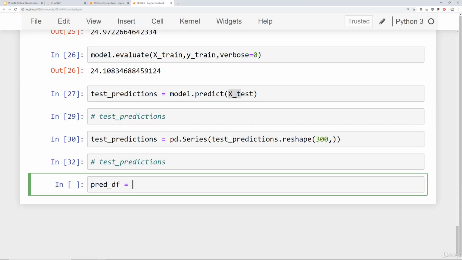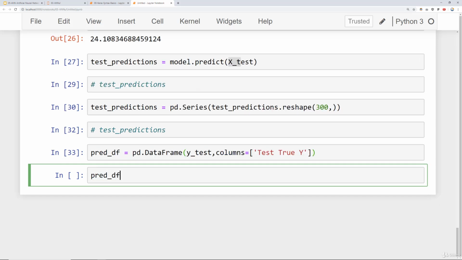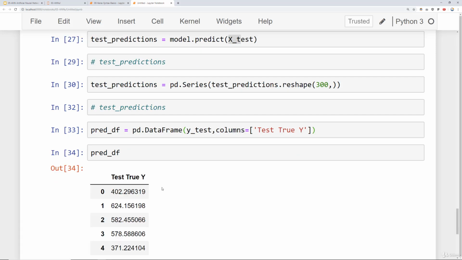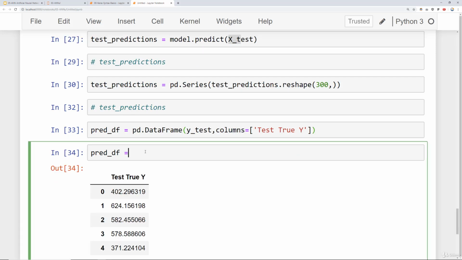I can say my prediction data frame is equal to pd.DataFrame based off y test. I'm going to say the columns here are just 'Test True Y'. So right now my prediction data frame just has the true value of y. And what I'm going to do is go ahead and concatenate that with the true value of y, comma, with my test predictions.